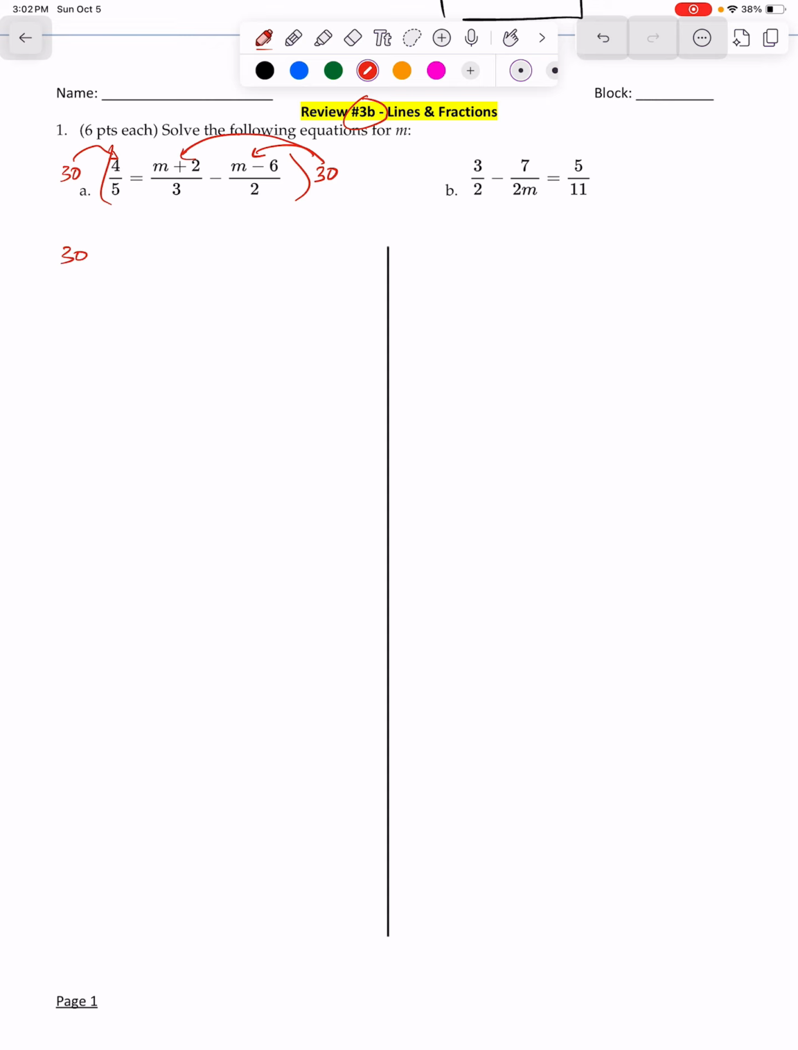So I'm going to get 30 times 4 over 5 equals 30 times m plus 2 over 3 minus 30 times m minus 6 over 2. And then I'm going to cancel out here. So 5 goes into 5 once, goes into 30 6 times. 3 goes into 3 once, goes into 30 10 times. 2 goes into 2 once, goes into 30 15 times.